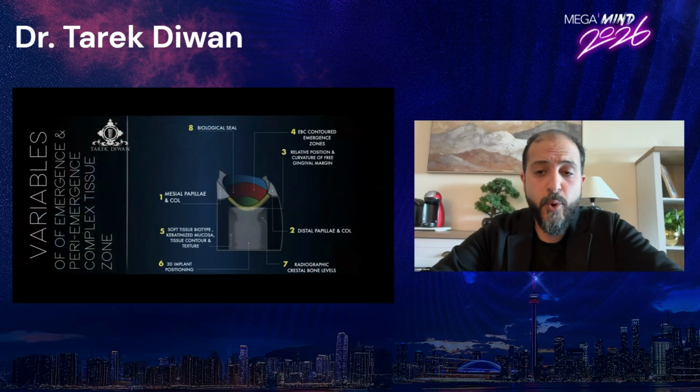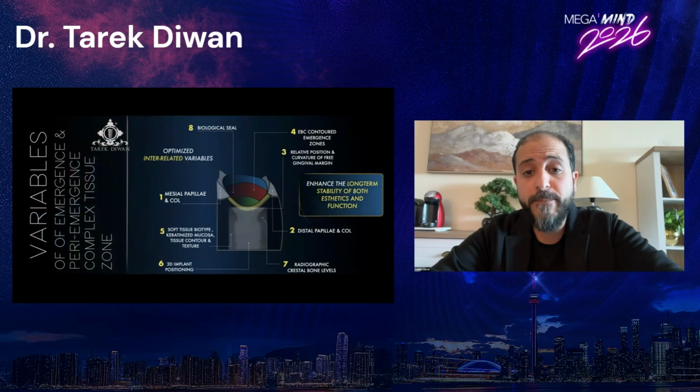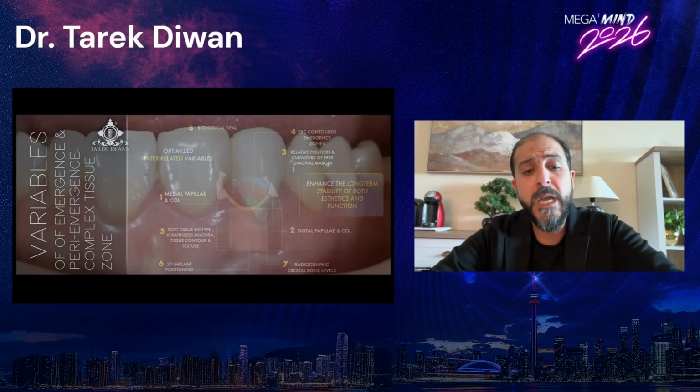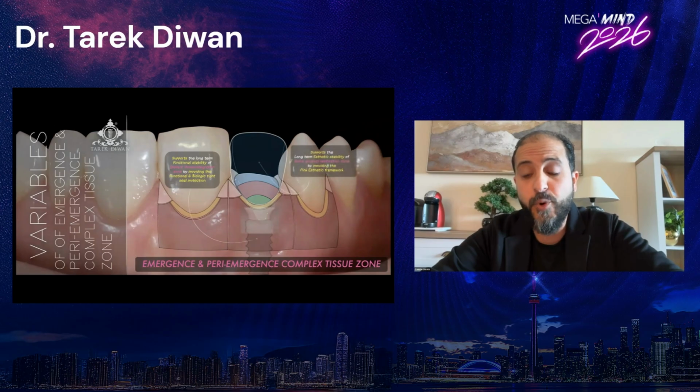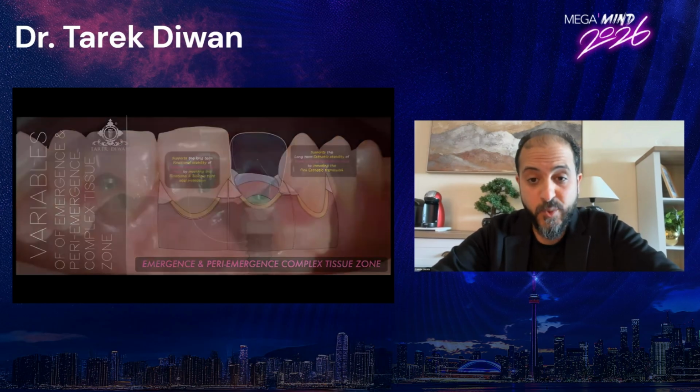This zone is composed of several variables which, if optimized, will enhance the long-term stability of aesthetics and function. Once optimized, these variables will support the long-term functional stability of the implant osseointegration zone by providing a functional and biological tight seal protection around the implant, while at the same time supporting the long-term aesthetic stability of the supragingival restoration zone by providing the pink architecture framework around the white aesthetics.